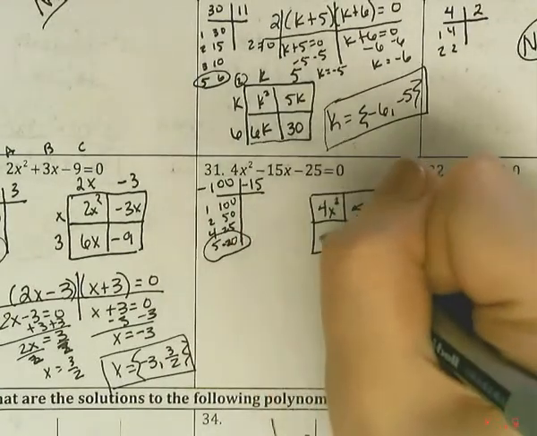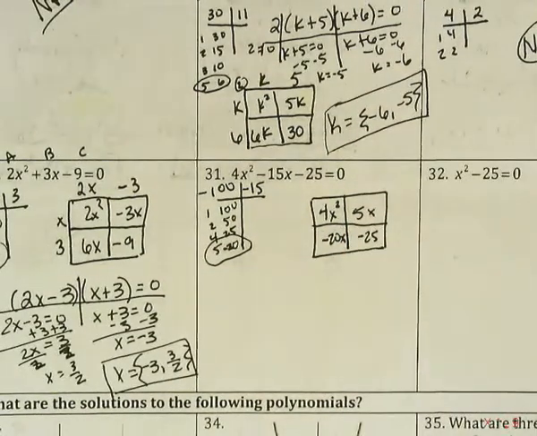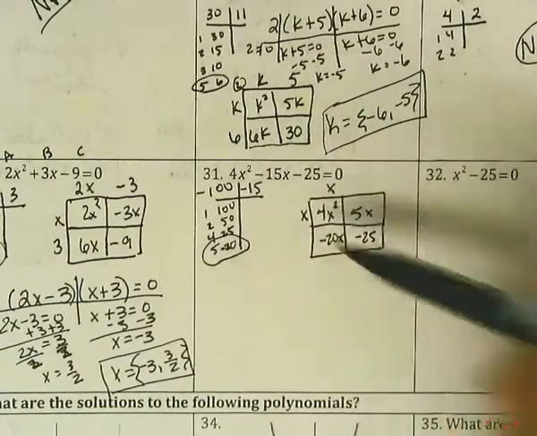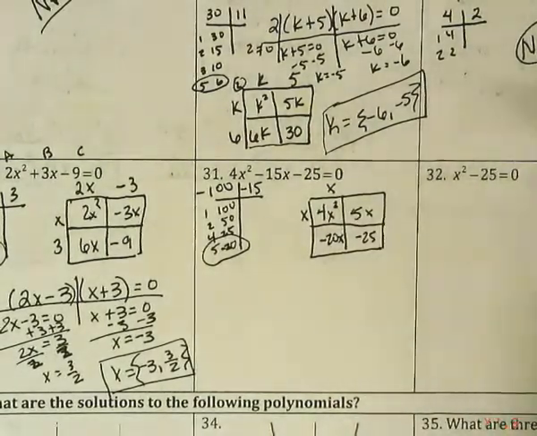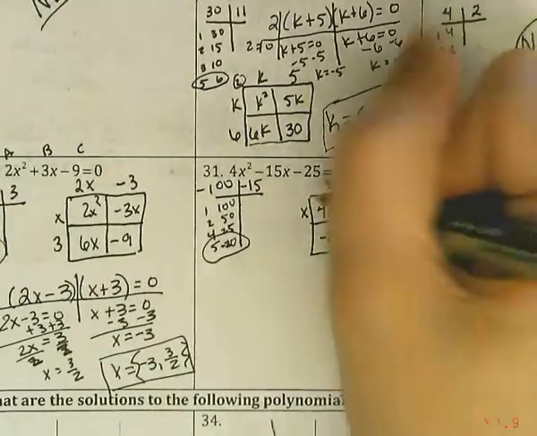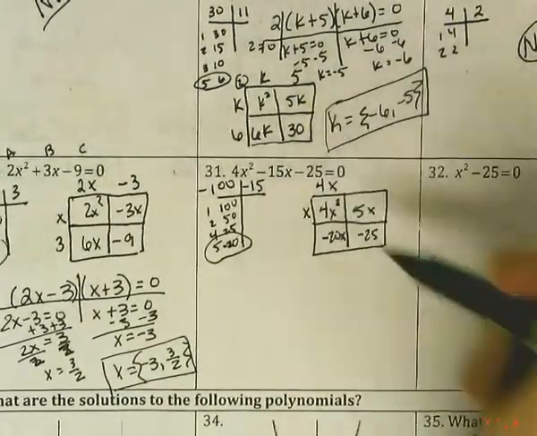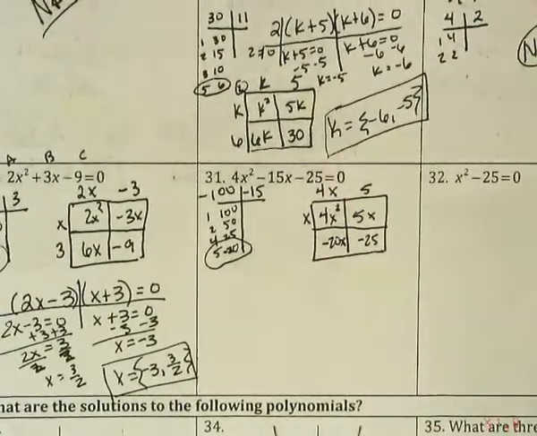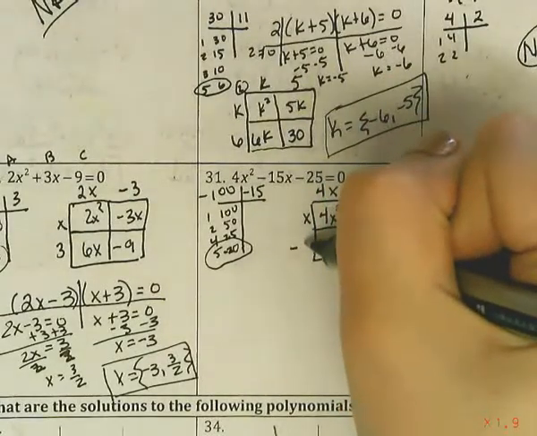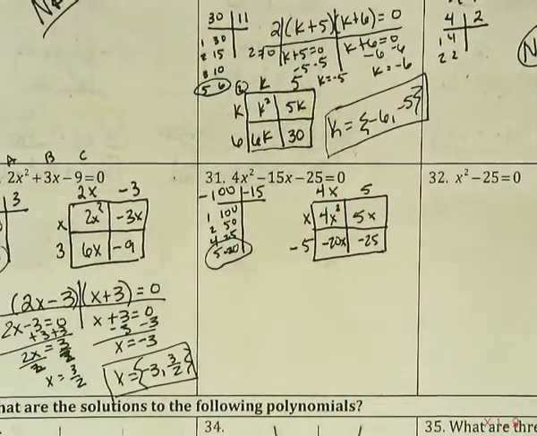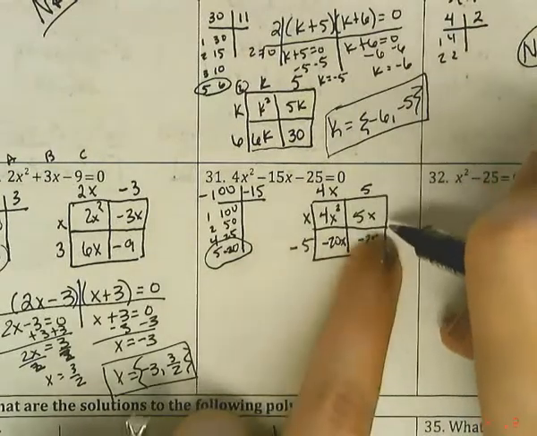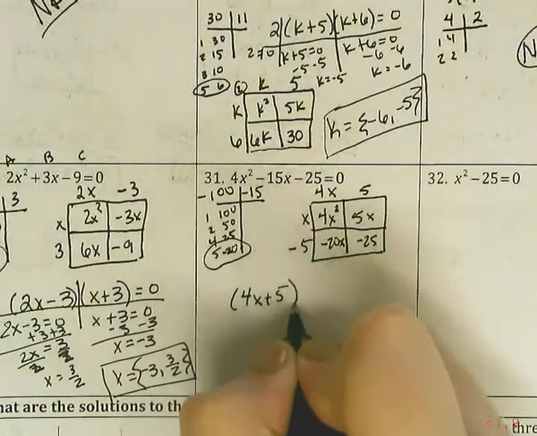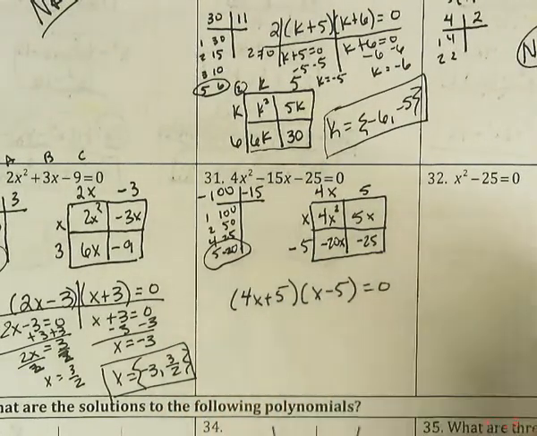5x, negative 20x. Okay, we're going to have x and x, but whatever we multiply by here is going to have to give us 4x squared. So is 4 the greatest common factor of 4 and 5, or 4 and 20? So 4. 4 and 20. 4x times x is 4x squared. X times 5 gives me 5x. 4x times negative 5 gives me negative 20x. And you can check here, 5 times negative 5 is negative 25. So that works out. So we get 4x plus 5, x minus 5, equals 0.